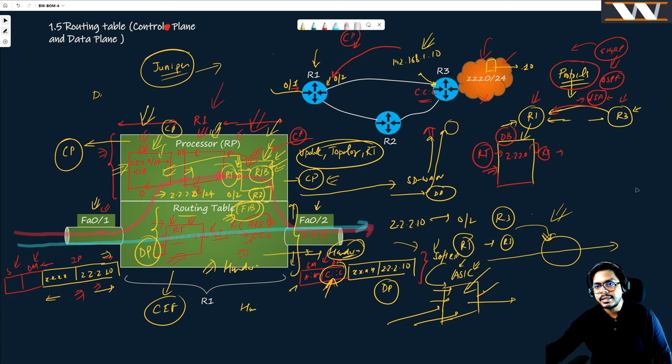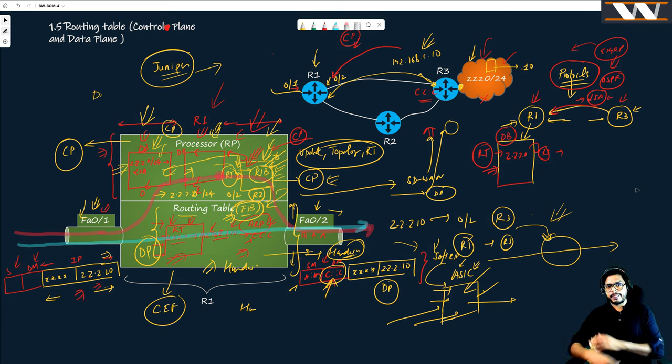Suppose R3 is saying that previously I was advertising Z.Z.Z.0, which was reachable, but now somebody has come and shut down this interface. Then R3 is going to inform all these things using updates to R1. And R1 is immediately going to remove this route from the RIB. And try to understand, if this route is not removed in the FIB, the packets which are coming into FA0/1 are going directly to FA0/2, right? So whenever there is a change in the RIB, there is going to be a change in the FIB also.